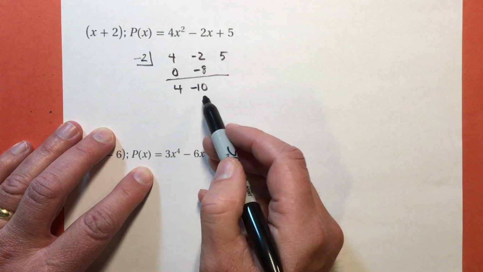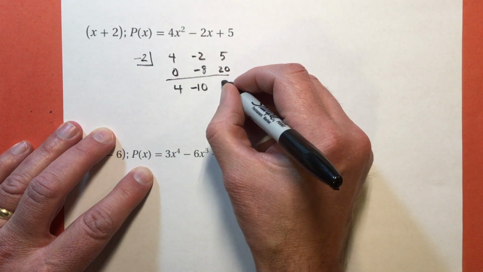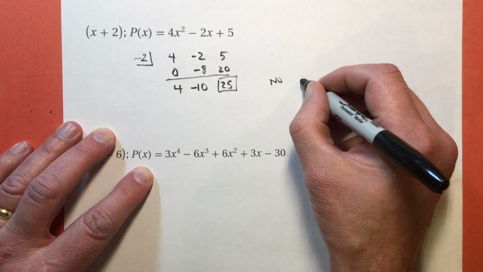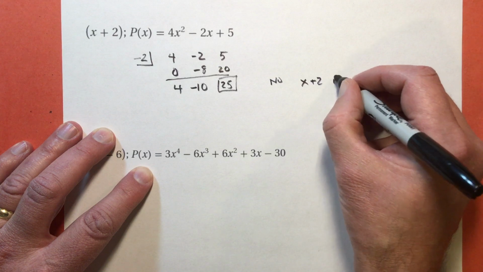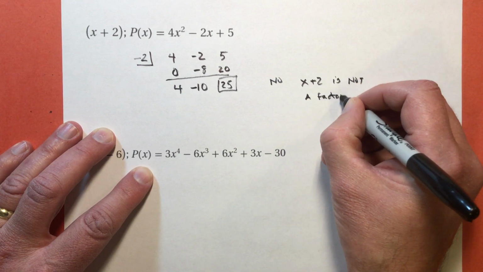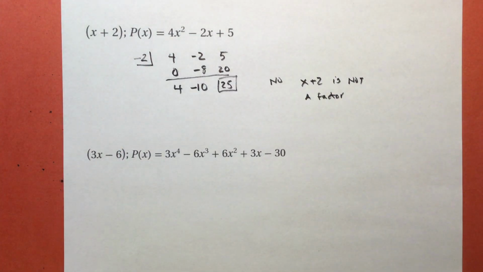And negative 2 times negative 10 is going to be positive 20, which gives me a remainder of 25. So no, x plus 2 is not a factor of 4x squared minus 2x plus 5. So we'd have to try something else.